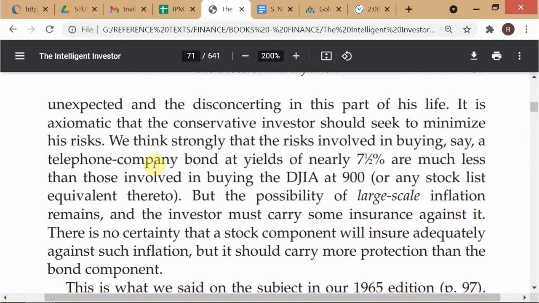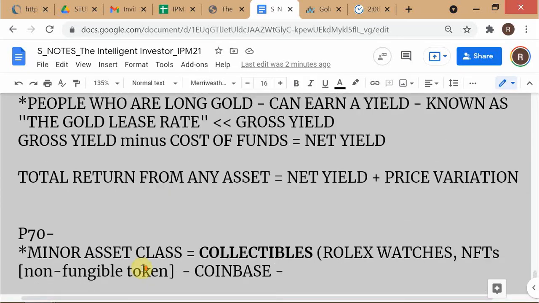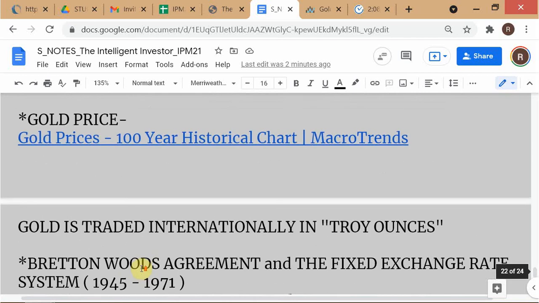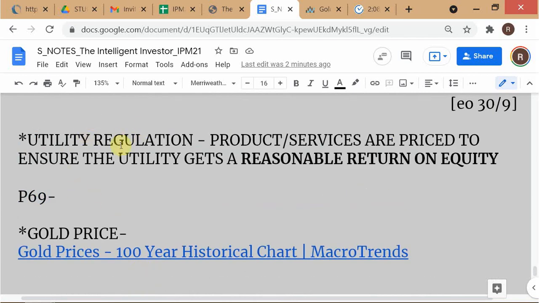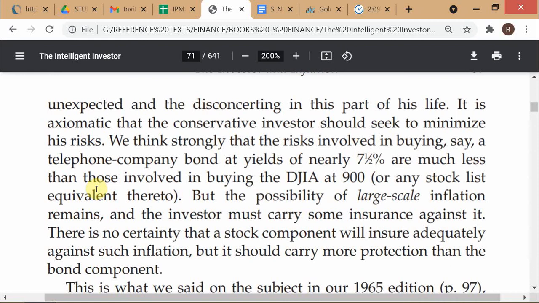The other thing that you need to be aware of is this utility regulation I talked about. From an investment point of view, in the investment world, these guys have a special place because they are not likely to ever go out of business. They have a guaranteed return on their equity, not a very high return, but a guaranteed return. So they are generally considered a very safe bet. So when he's talking about utilities, why is he talking like this? You have to understand the background here. Why is he saying that the risk involved in buying telephone company bonds at 7.5% is much less than that involved in buying the Dow? Why is he saying that?